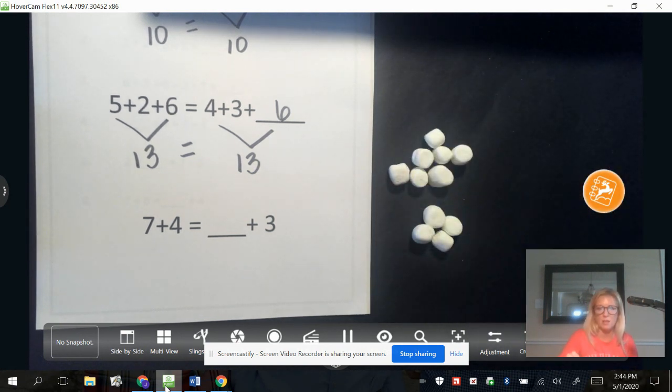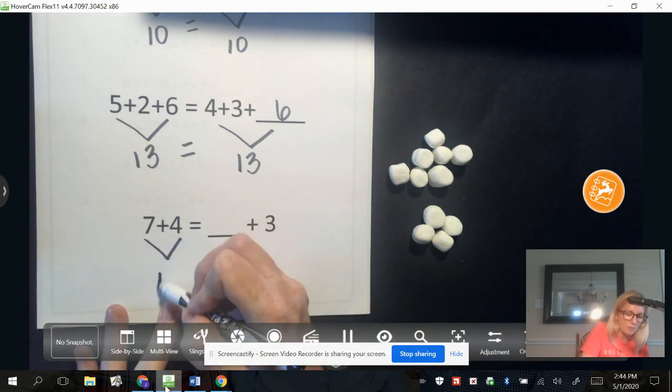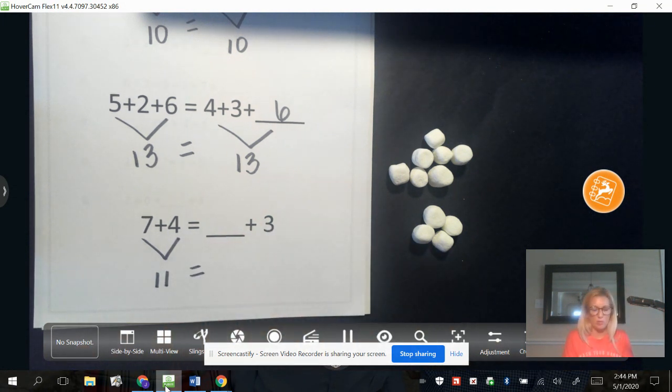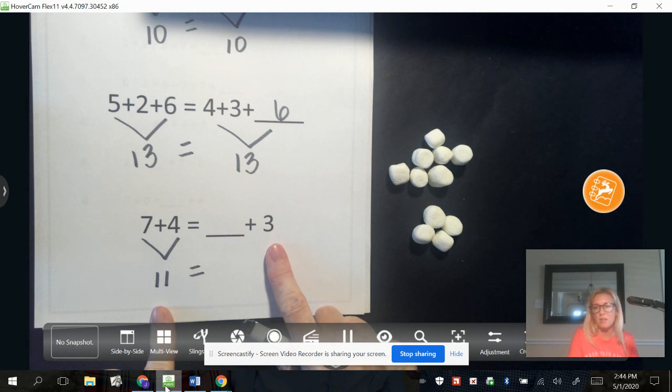All right. And some of you might be thinking, oh, that's a friend of 10 plus 1. And you would be right. So 7 and 3 is 10 plus 1 more is 11. So 7 plus 4 is 11. Great. 11 equals blank plus 3. Well, we know that 11 and 3 are not the same, so we're going to make it the same, and it's going to be this easy.